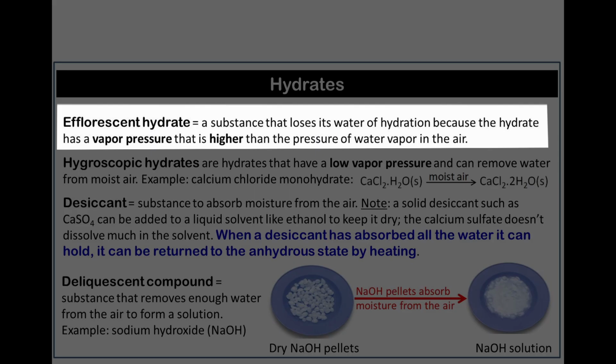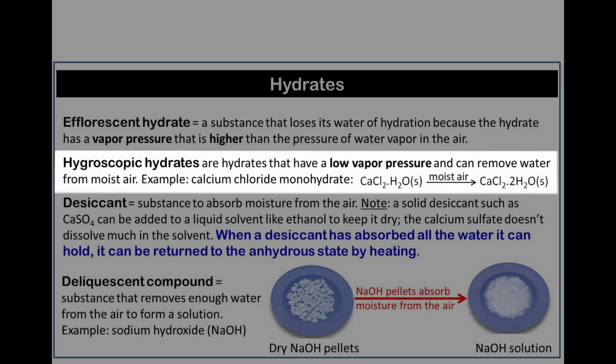Hydrates usually have a measurable vapor pressure, because the water molecules in hydrates are held by weak forces. An efflorescent hydrate is a substance that loses its water of hydration, because the hydrate has a vapor pressure that is higher than the pressure of water vapor in the air. Hydrates that have a low vapor pressure can remove water from moist air. These are called hygroscopic hydrates.